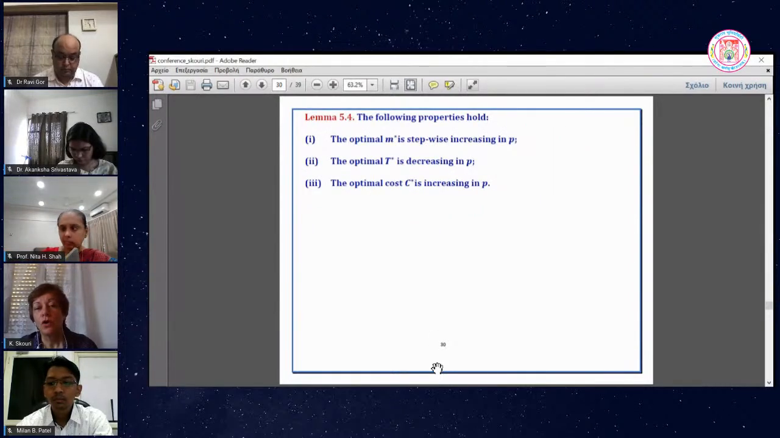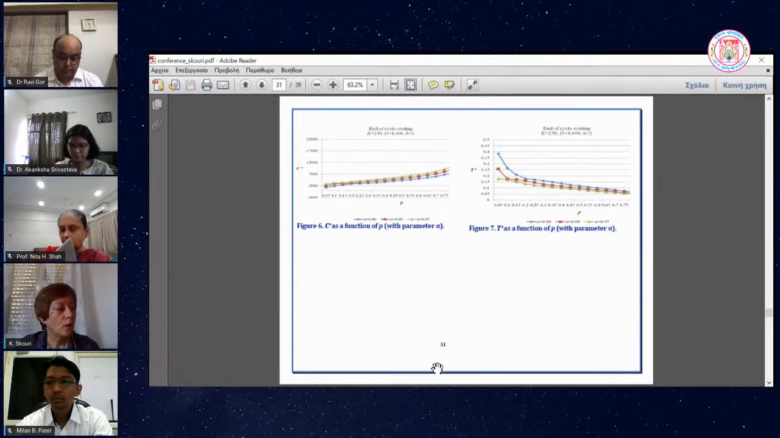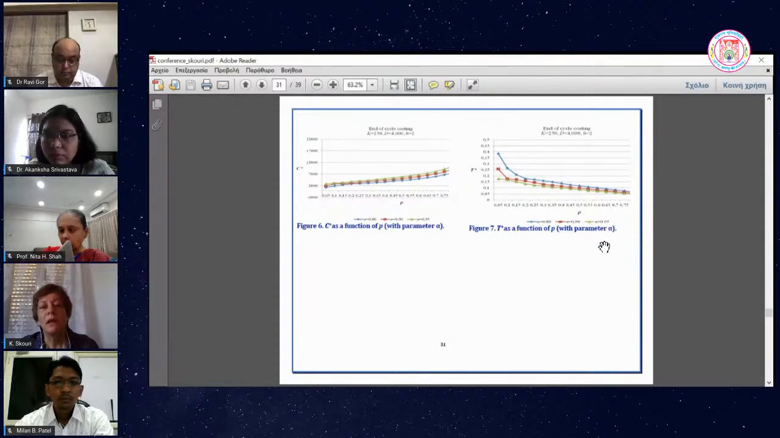The following properties also hold. The optimal M is step increasing in P. The optimal reorder level is decreasing in P, and the optimal cost is increasing in P. Again, the figures also verify our previous result. The graphs are given for this data, and for different values of P and different values of parameter alpha.